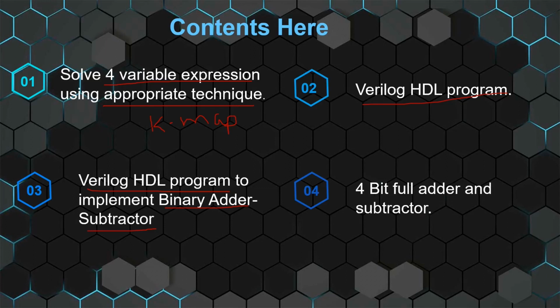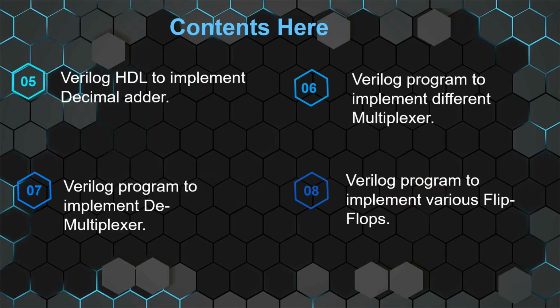Then fourth question is to implement 4-bit full adder and subtractor using Verilog programs. Then fifth question is Verilog HDL program. We have to write Verilog HDL program to implement decimal adder. Decimal adder should be implemented using Verilog HDL programs. Then the sixth question is we have to implement different types of multiplexers. There are 2:1, there are 4:1, and there is 8:1 multiplexer, and so on.